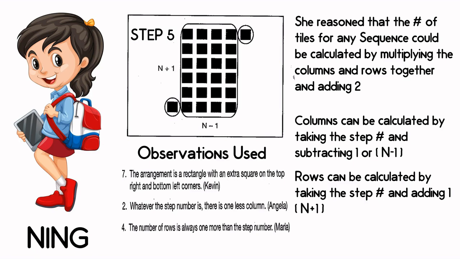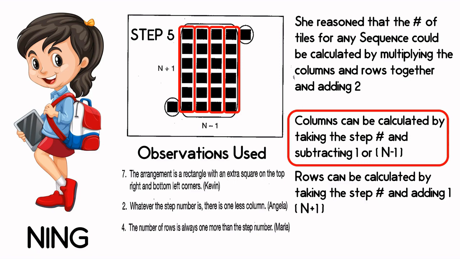She said that the number of tiles for any sequence can be calculated by multiplying the columns and rows together and adding 2. And so if you look at the figure to the left, you can see there are 4 columns and 6 rows. And if you add the 2 extra tiles on the outside of it, you would get the number. And so she had to make a formula for that.